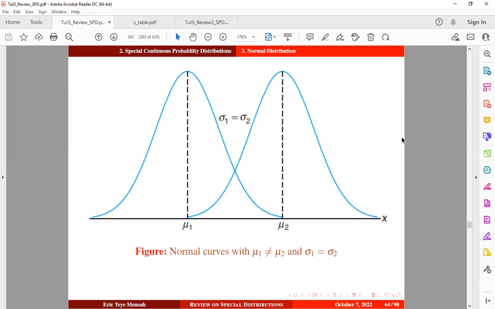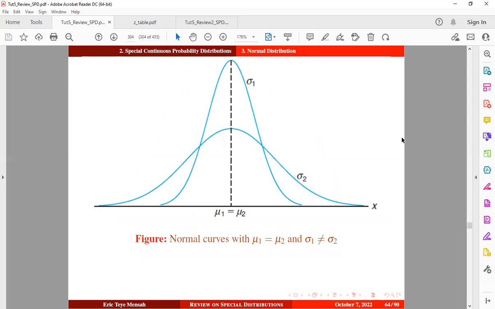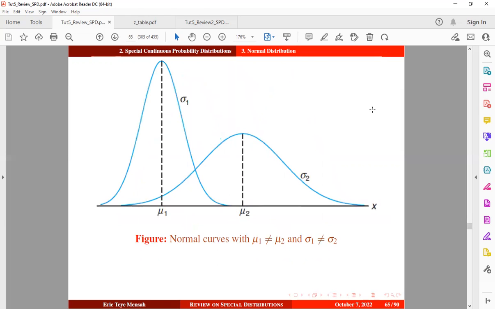All right. We also have normal curves with equal means but different variations. We can see for the first distribution, the curve seems to be high and thin, but for the second distribution, the normal curve seems to be flat and spread out. Okay. And we can also have normal curves with different means as well as different variation. Okay.